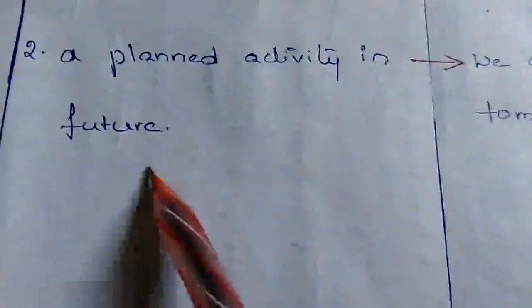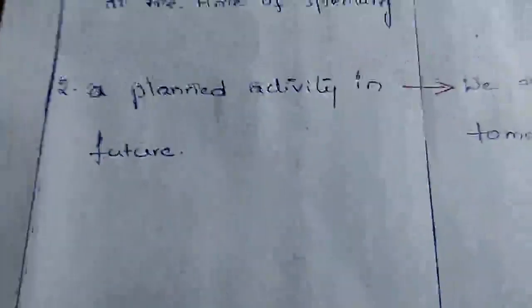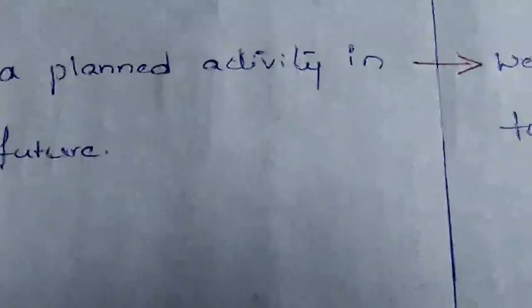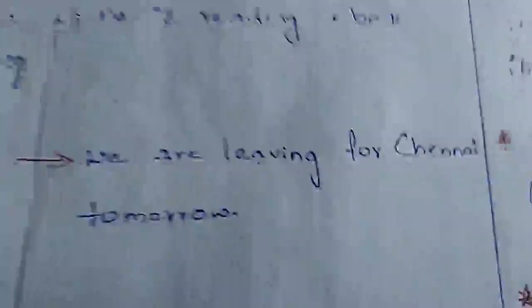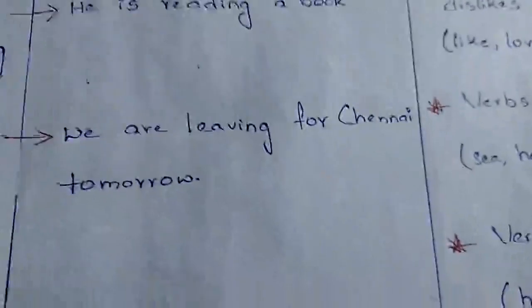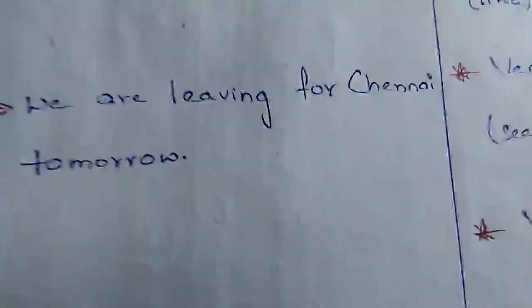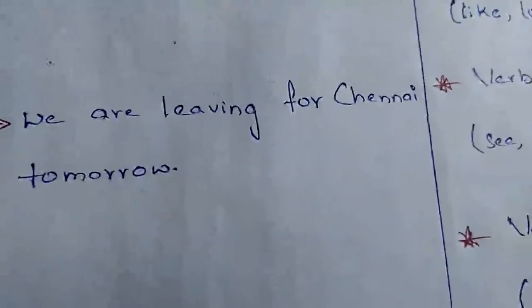Now, the second usage is a planned activity in future. If you plan to do something in future, to express such a planned activity, we can express that in present continuous. For example, we are leaving for Chennai tomorrow. That means you plan to leave for Chennai tomorrow.